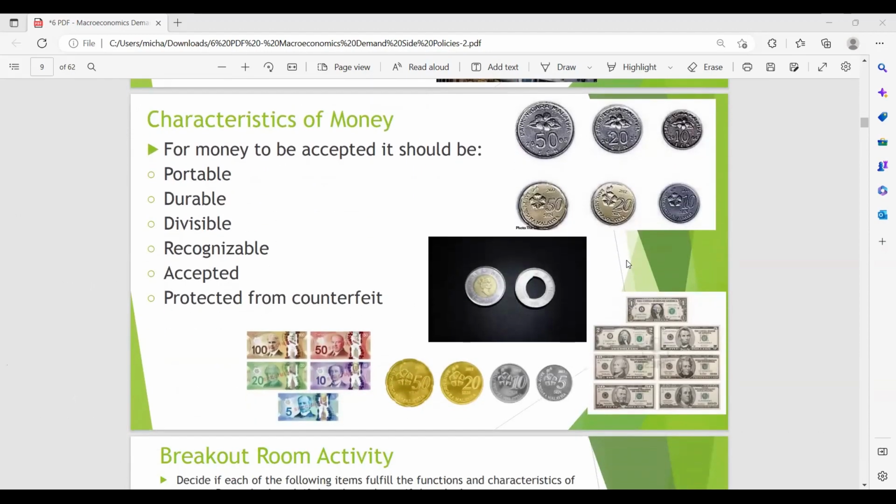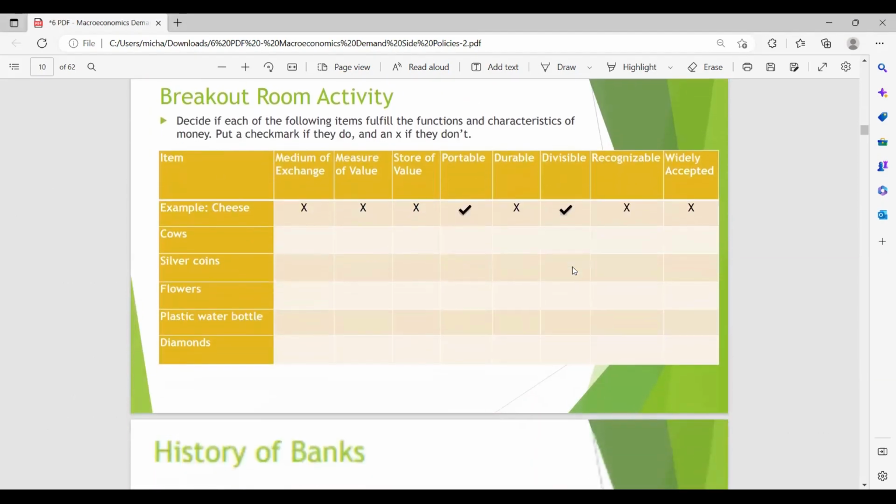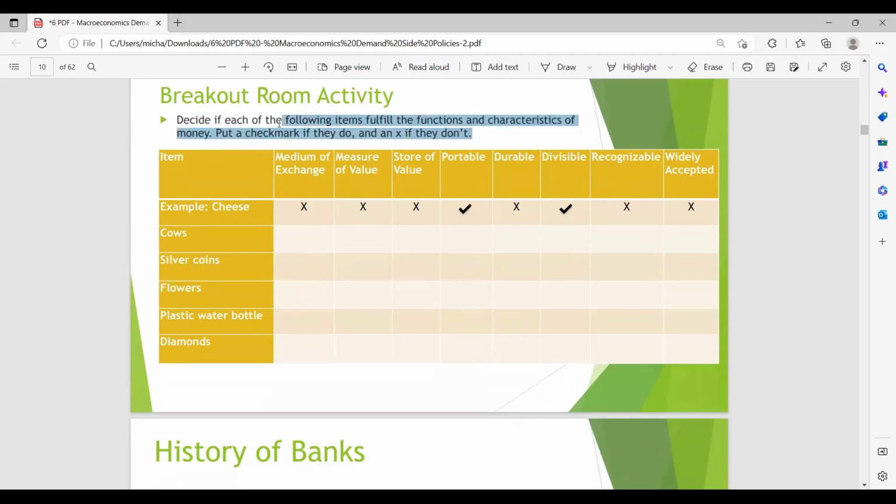And then characteristics of money. For money to be accepted, it should be portable, durable, divisible, recognizable, accepted, and protected from counterfeit. So the Canadian dollar and the US dollar have every one of these criteria. In the next activity, we'll do this as a class. Decide if each of the following items fulfills the functions and characteristics of money. Put a check mark if they do and an X if they don't.